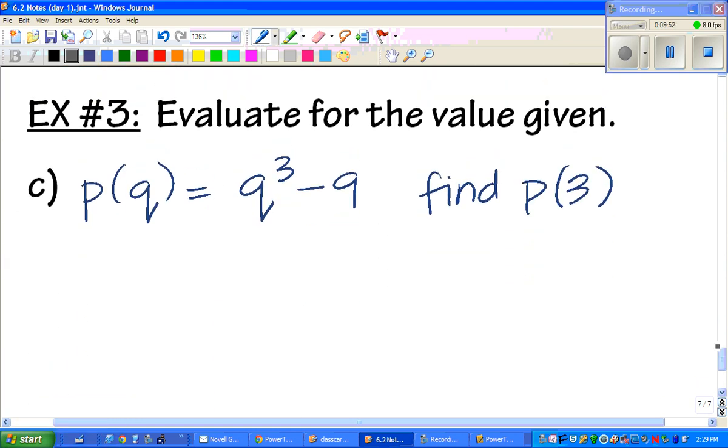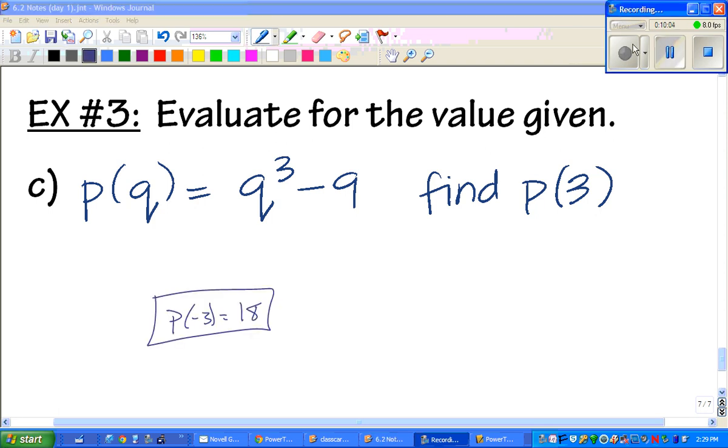Okay, last one is all you. So pause the video and then I'll have the answer up in just a sec. So P of -3 equals 18. If you have any questions on how to solve that, come in for help.